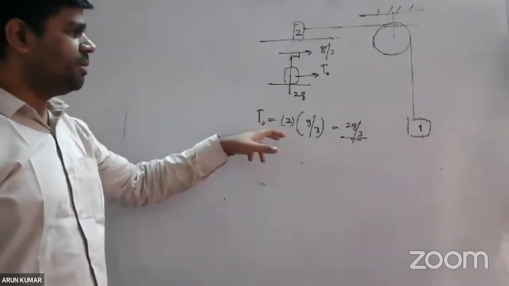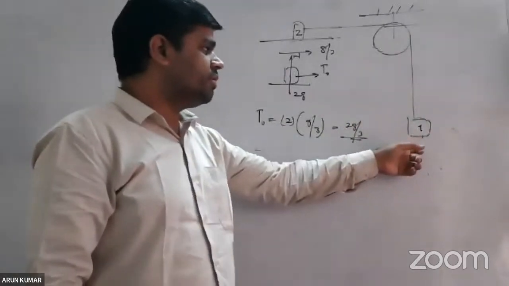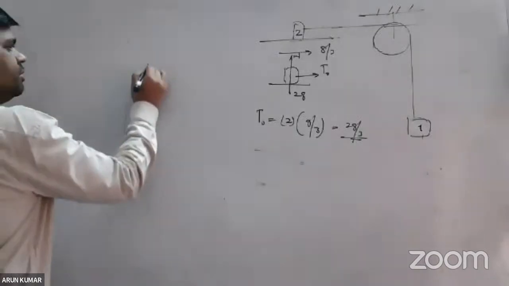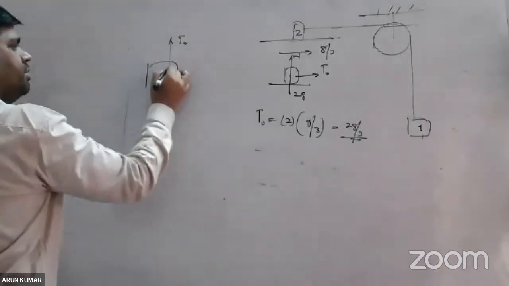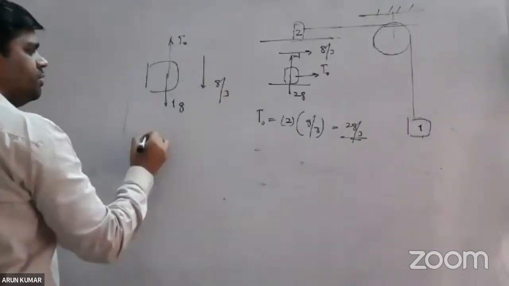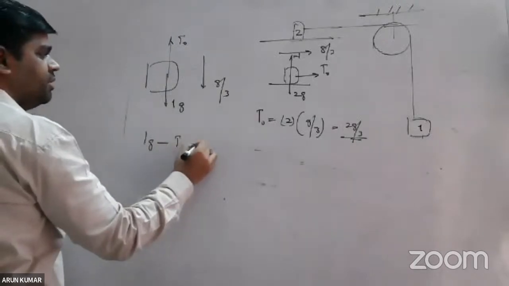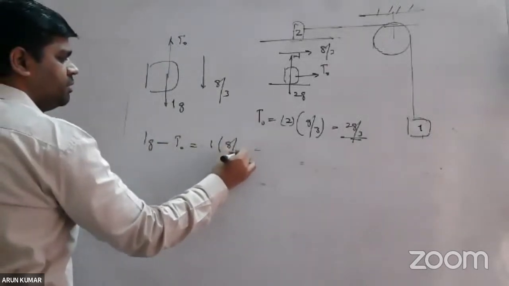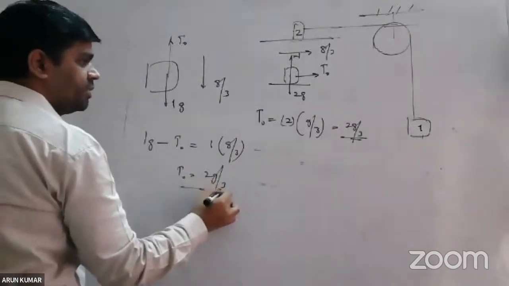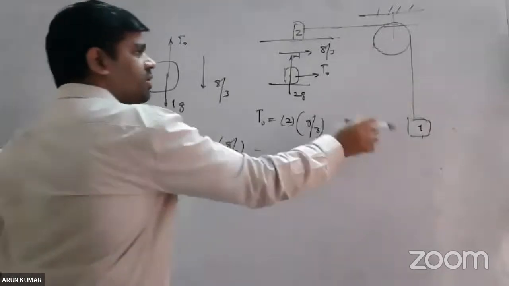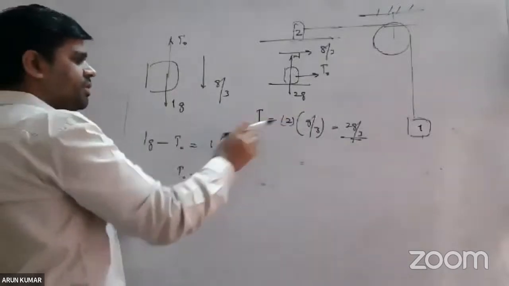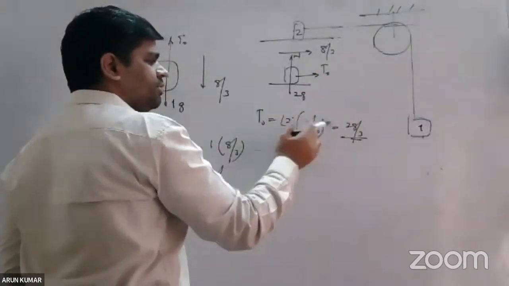So tension is the option, but let's say I use this other block. If I draw the 1 kg block, the tension is upward, 1g is downward, and acceleration g by 3 is downward. So 1g minus tension is equal to 1 into g by 3. So tension is 2g by 3. Same result. Whether you use this block or that block, it's the same. But experience will tell you to use this block, because the other needs one more step. Here it comes directly: T is equal to mass into acceleration.